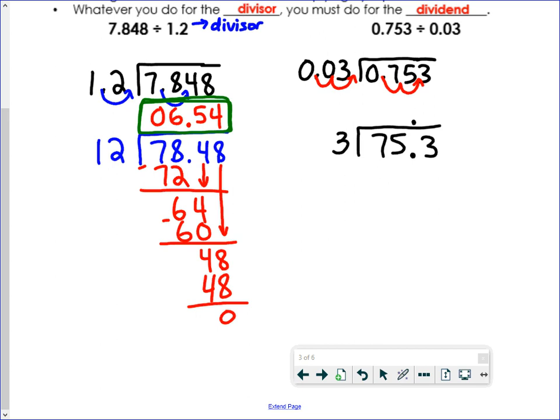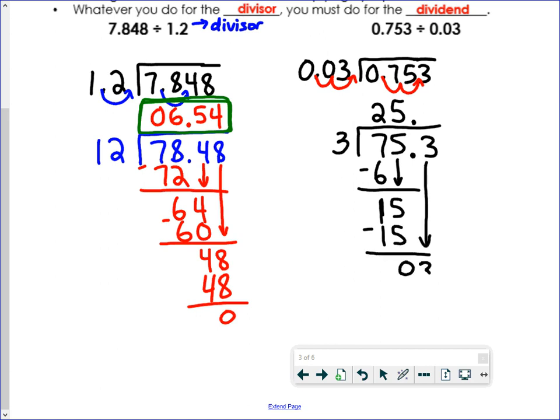3 goes into 7 2 times. I'm going to subtract that. We're going to bring down the 5. 3 goes into 15 5 times. Subtract our 15. Move 0. We're going to bring down the 3. And 3 goes into 3 1 time. So fairly simple one there. And our final answer is 25 and 1 tenth.